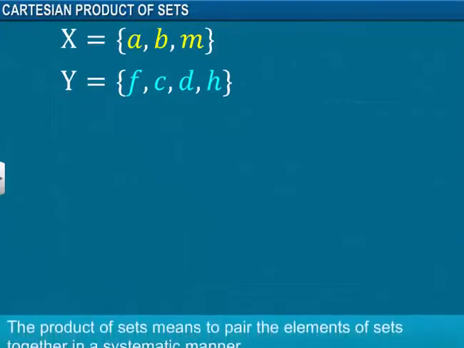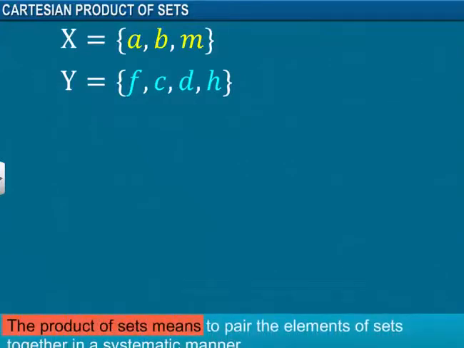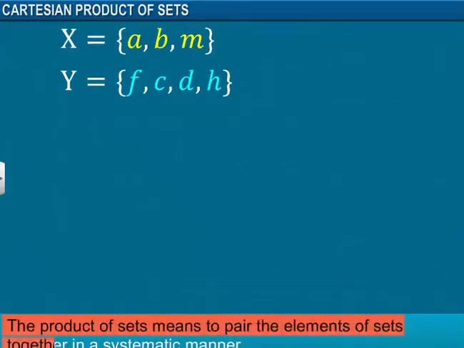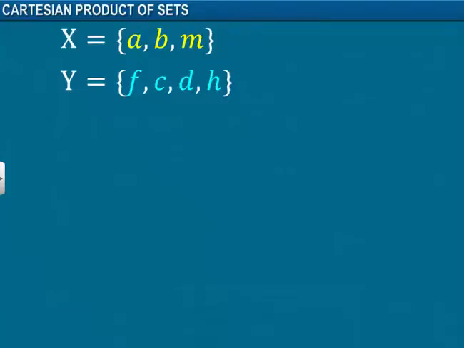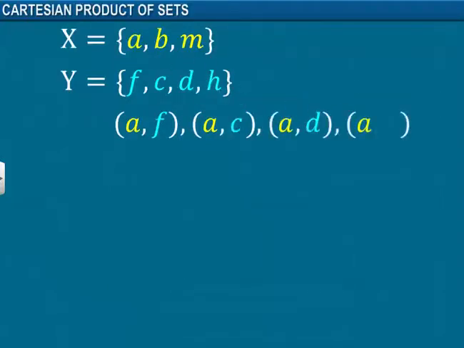The product of sets means to pair the elements of sets together in a systematic manner. Let's see how we do this. Begin by forming an ordered pair from the first elements of each set. Progressively, change the second element of the ordered pair from set Y one by one till they get exhausted, keeping the first element of the ordered pair fixed.